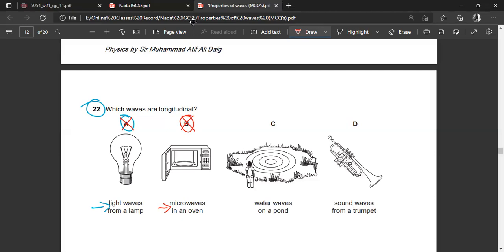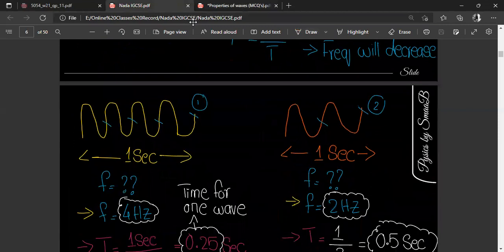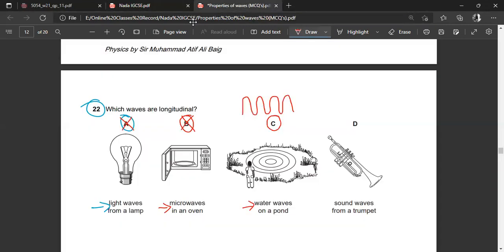So this is also transverse. And water waves on a pond, water waves are transverse, like this. ठीक है, आपको डायग्राम में लग रहा है कि वो स्ट्रेट है, लेकिन उन्होंने स्टेटमेंट लिखी है कि वाटर वेव्स ऑन अ पॉन्ड, ठीक है, water waves on a pond are like this, up and down motion. So option C is also showing that this is an example of transverse wave.